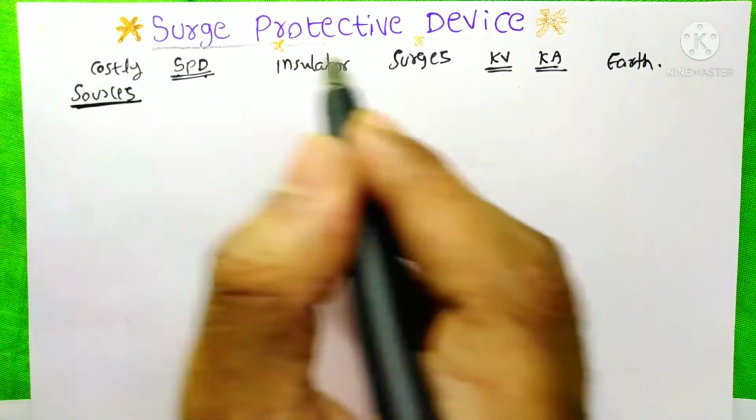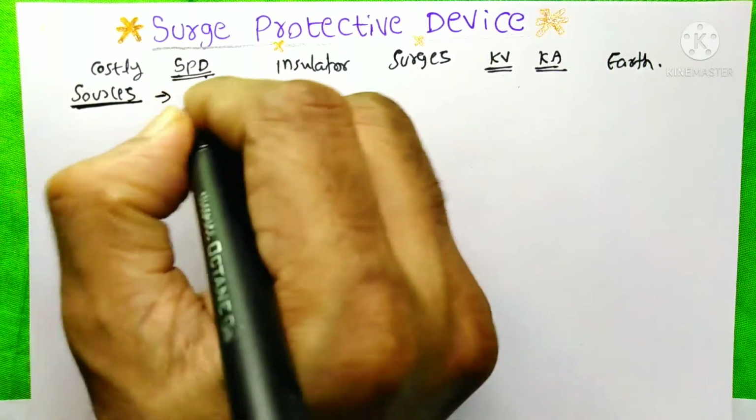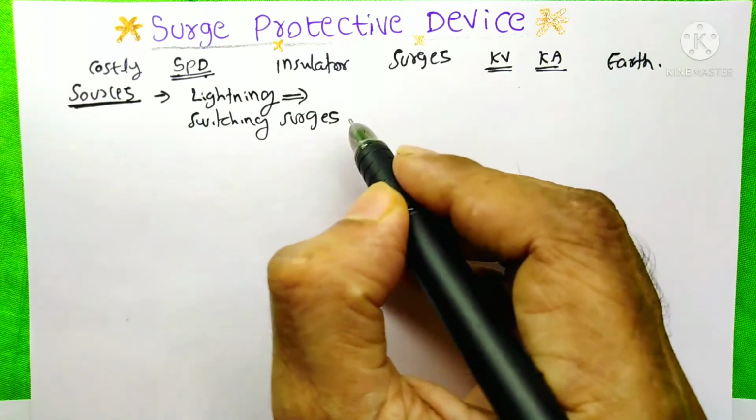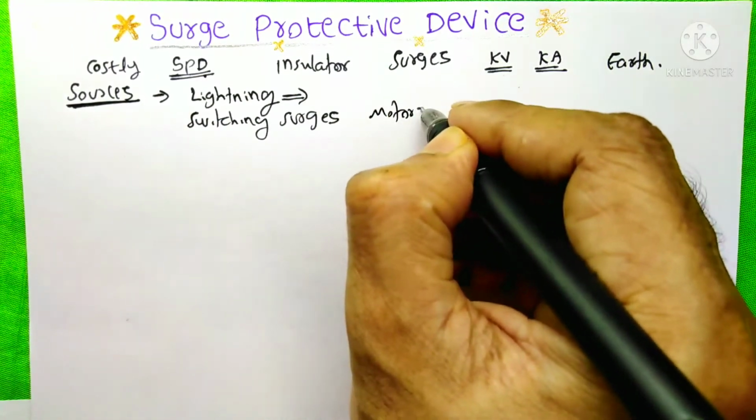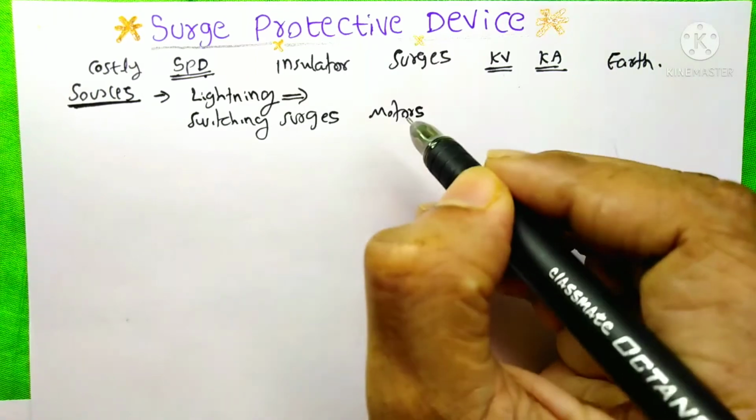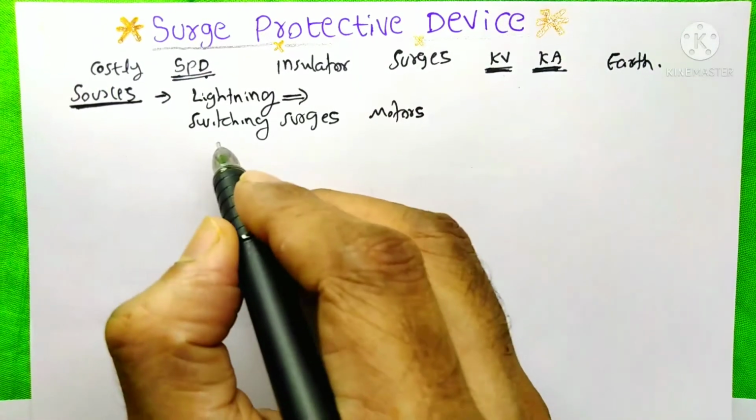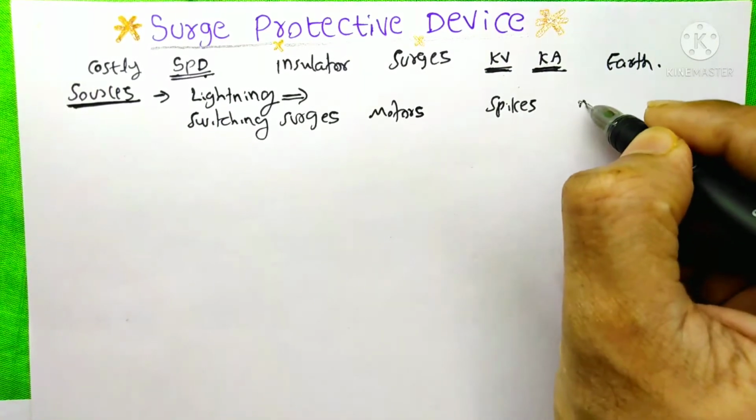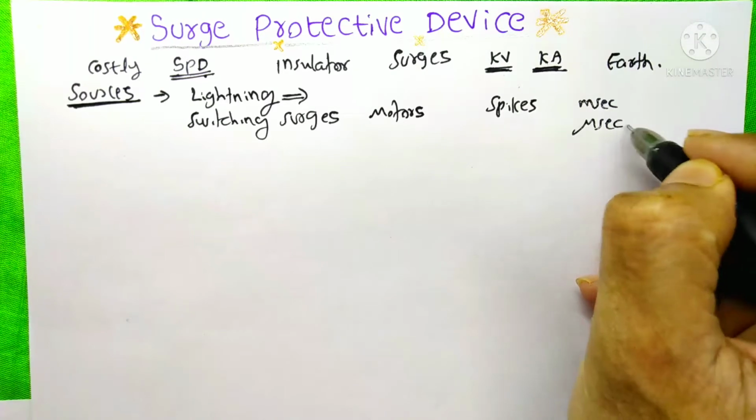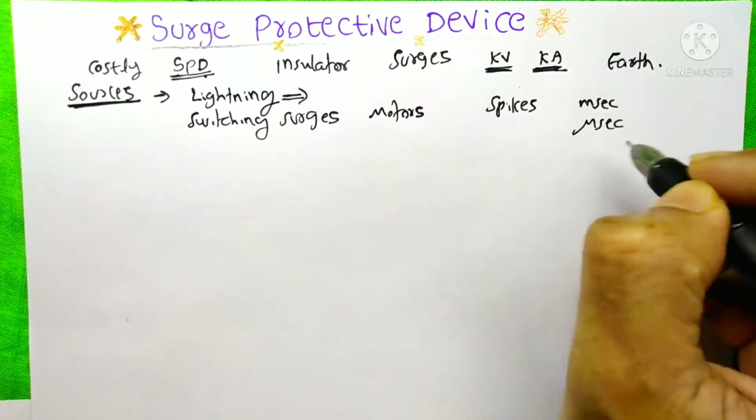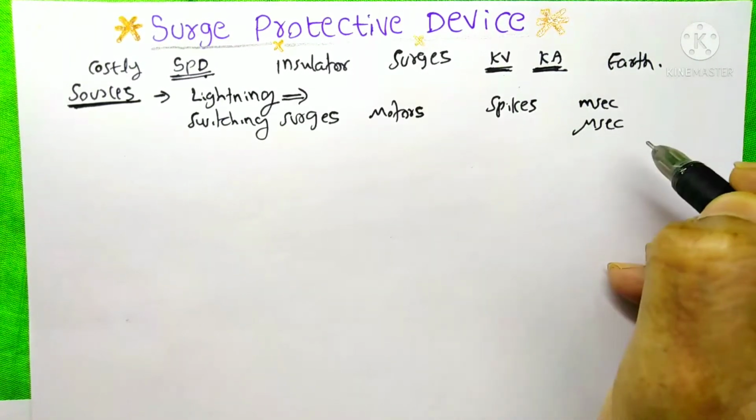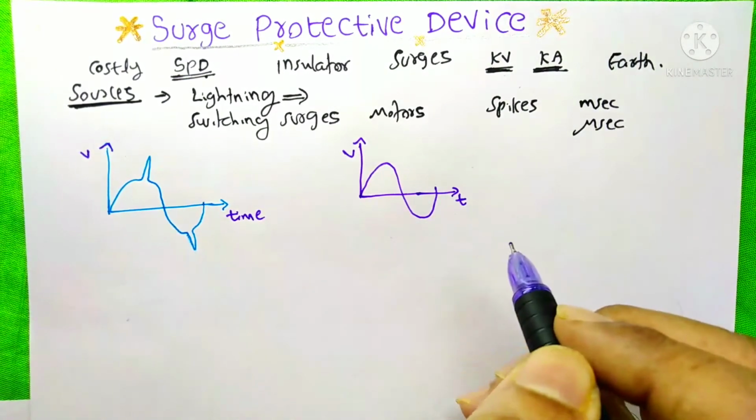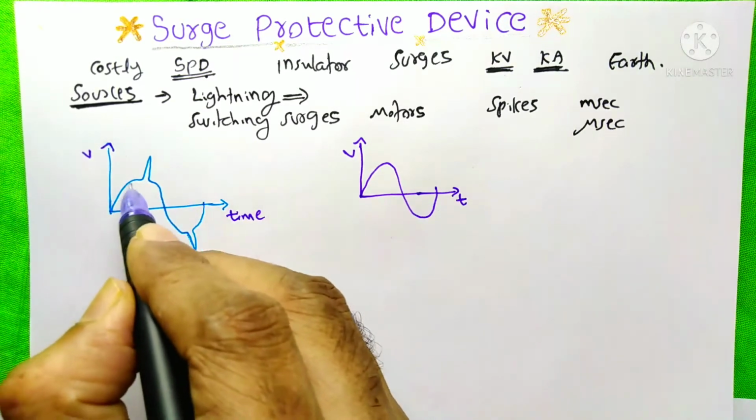What are the sources of these surges? The first source is lightning and the second one is switching surges. Whenever large electrical devices such as motors or transformers are switched on or off, at that time surges will appear. These surges appear on the circuit as spikes, and they stay in the circuit for milliseconds or microseconds. That means a very short duration of time, but it is enough to destroy our valuable electrical devices. The normal AC voltage has a waveform like this. Okay, if any surges appear on the circuit, it will act as a spike.